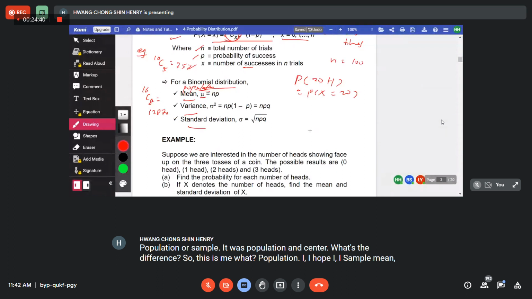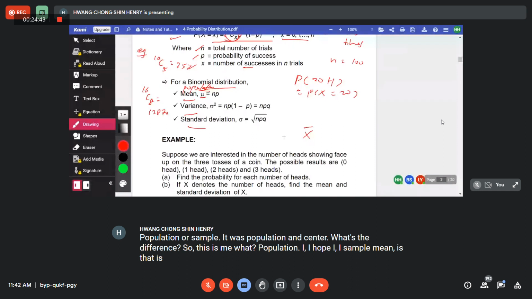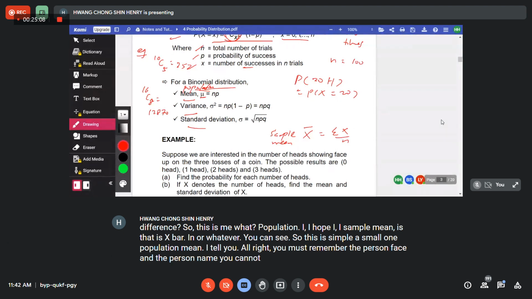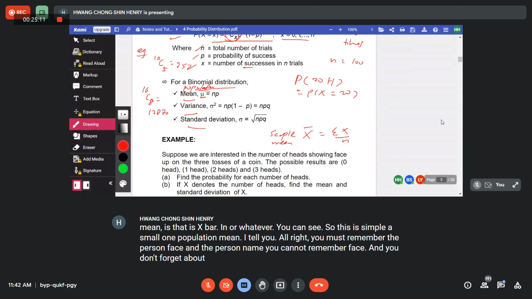Sample mean is like this. X bar. Still only, right? Haven't done revision. Total x divided by n for raw data. Right, for group data, you must have a fx, the frequency. So this is sample, the smaller one, population mean. I told you, you must remember the person's face and the person's name. You cannot remember the face and forget the name, or know the name but not remember the face. No. You must remember the name and the face.